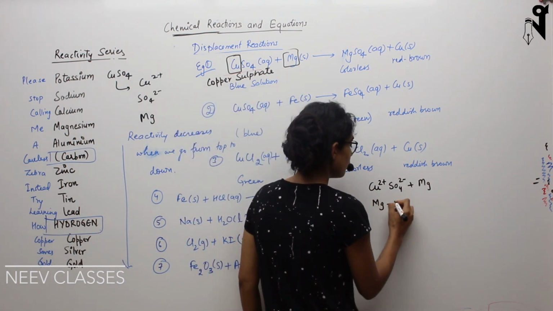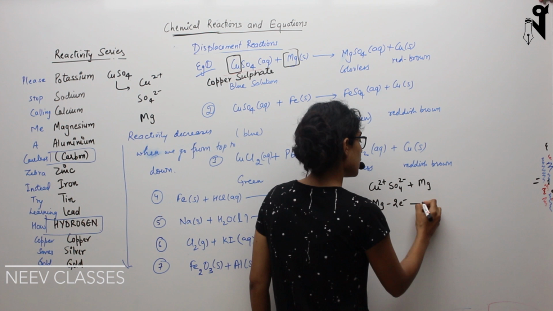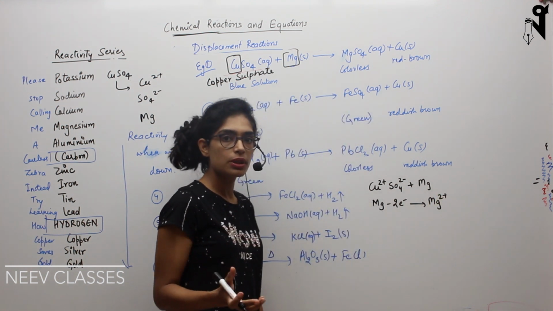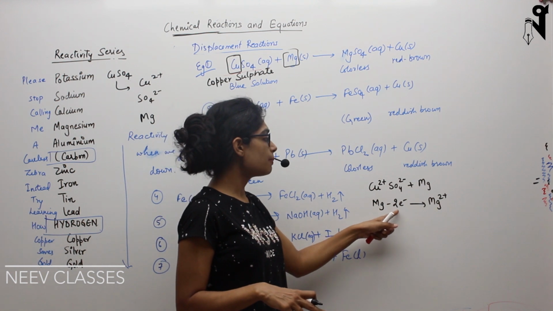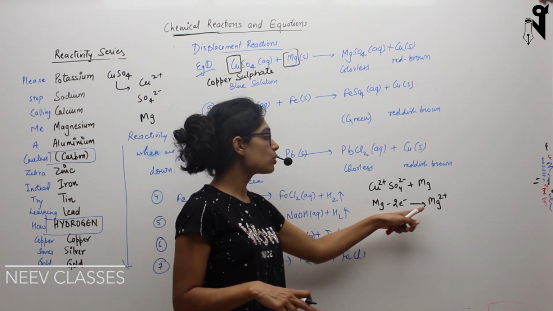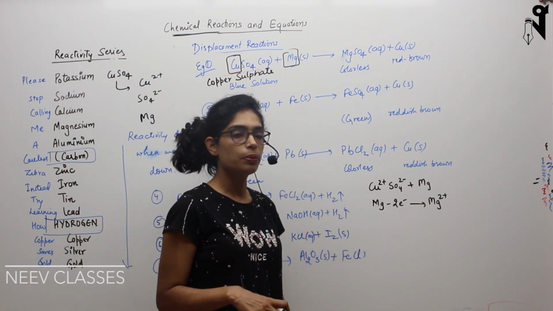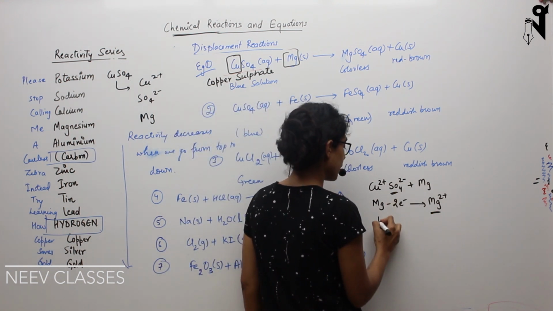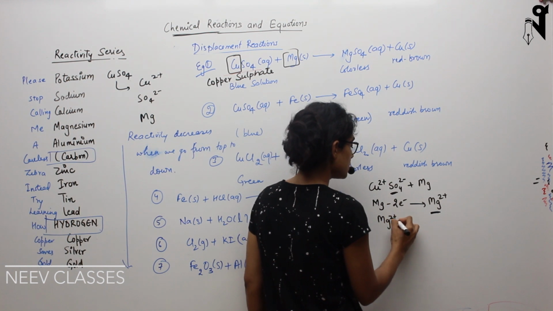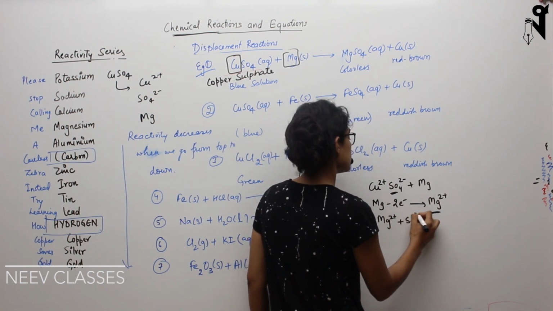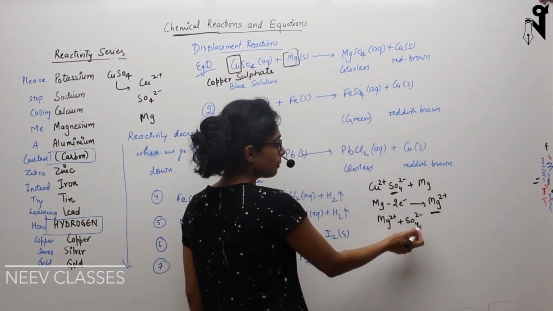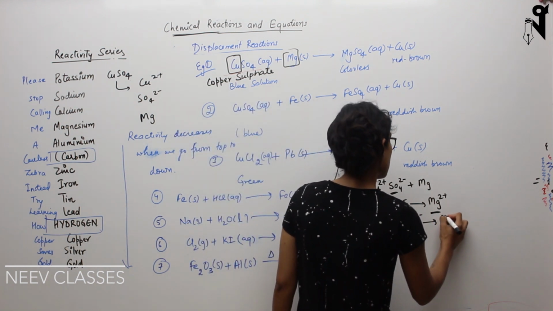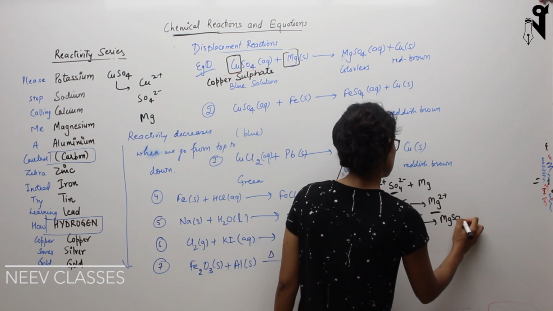So how will magnesium do it? Magnesium will lose two electrons and will become Mg2+. This is what the valency of magnesium is. How will it gain that valency? By losing two electrons. So it has lost two electrons and become Mg2+. Now this Mg2+ will react with SO4 2-. Basically both have the same valency but opposite charges, so it will become MgSO4.